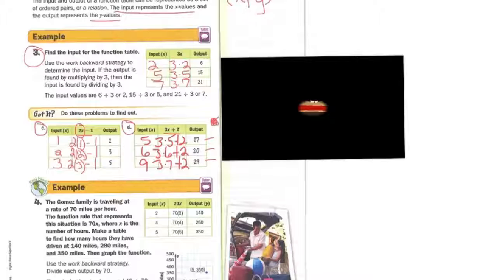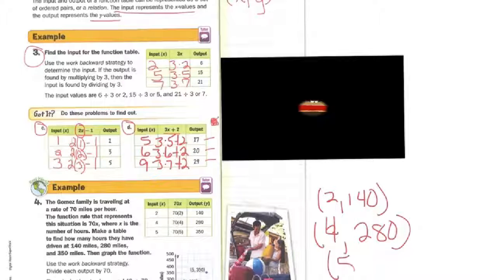Once you have this information, you need to make ordered pairs. To make ordered pairs, you take the input and the output. So your input is 2, your output is 140. Your input is 4, and your output is 280. And your last one is 5 and 350. Then you graph it. X always gets graphed first. So your graph looks like this, and you could make a line. Okay, go ahead and go to your next page.